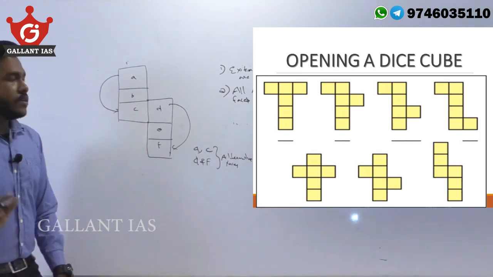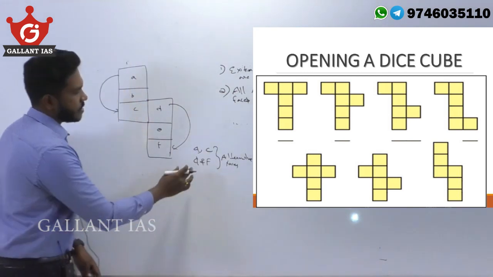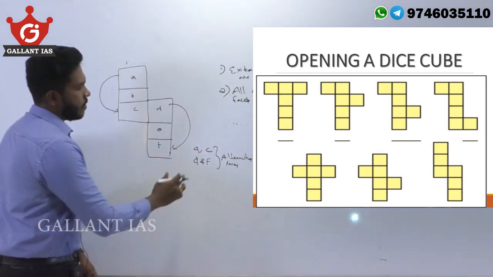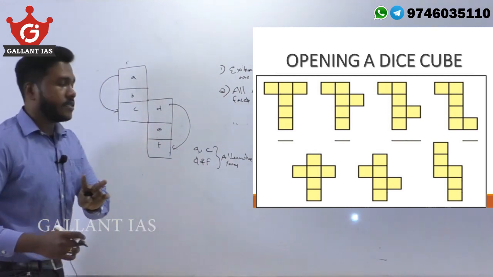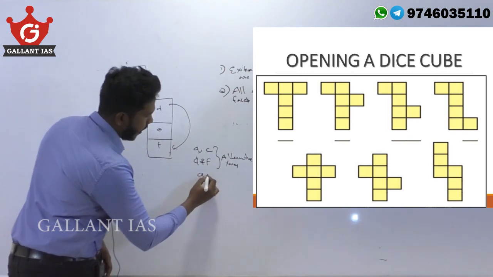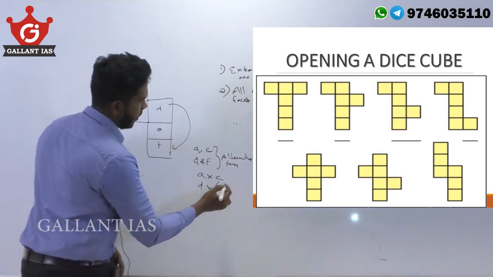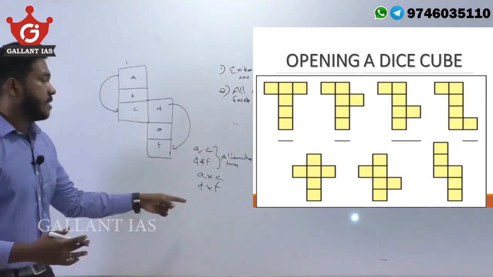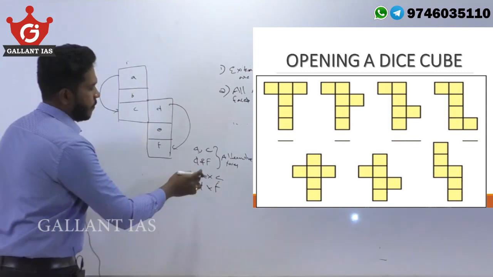Got it? So we already got A and C as alternative faces and D and F as alternative faces. From these alternative faces we will get two pairs of opposite sides. That is, A will be opposite to C as well as D will be opposite to F. We got two pairs of opposite sides.